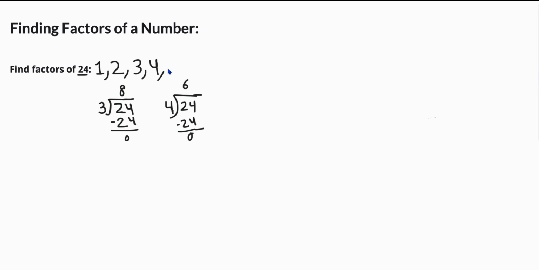6 is obviously 1. 8 is 1. 9 can go into 24. 10 can go into 24. 11 can go into 24. 12 can go into 24. And then since that's the halfway point, only one number left, and that is the number that you're trying to factor itself. The number that you're trying to factor, that's 24.